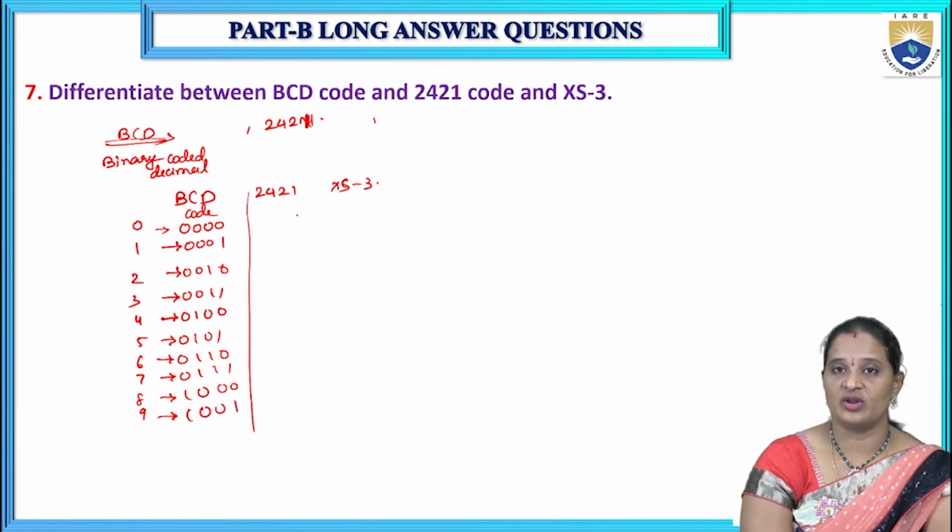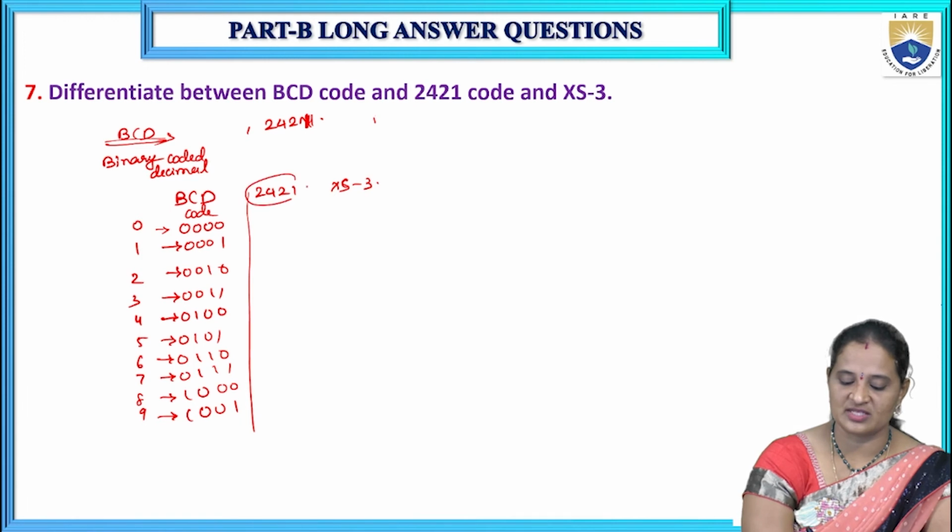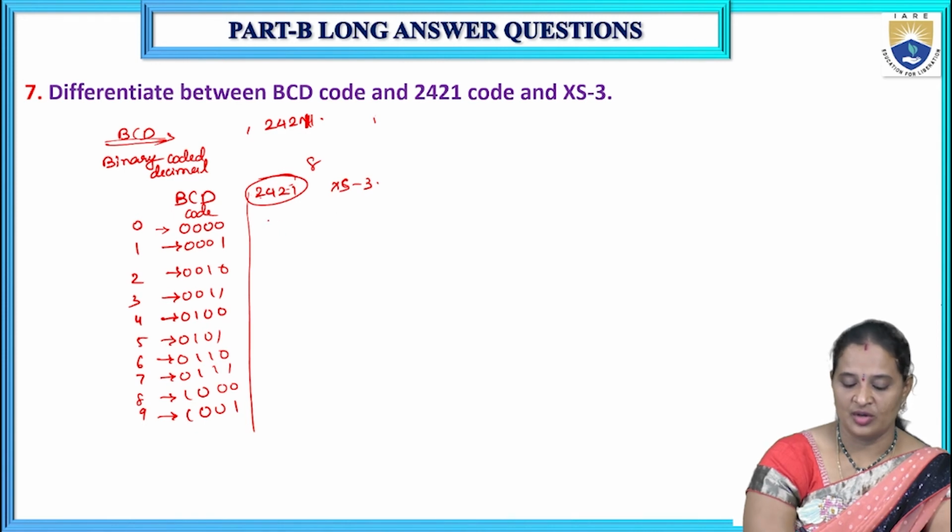And then the 2421 code. 2421 code means what is the maximum value that we can represent using 2421? What is the maximum addition of positional weights? 2 plus 4, 6, 8, 9. Up to 9 we can represent. So write down, for the decimal number 0, what is the 2421 code: 0, 0, 0. Like that you write down the 2421 code.